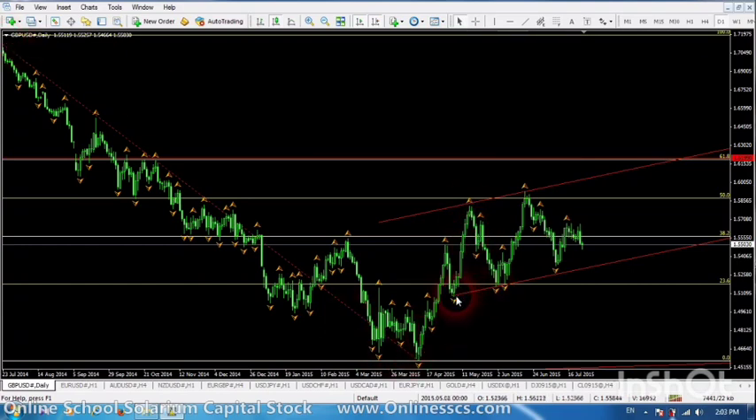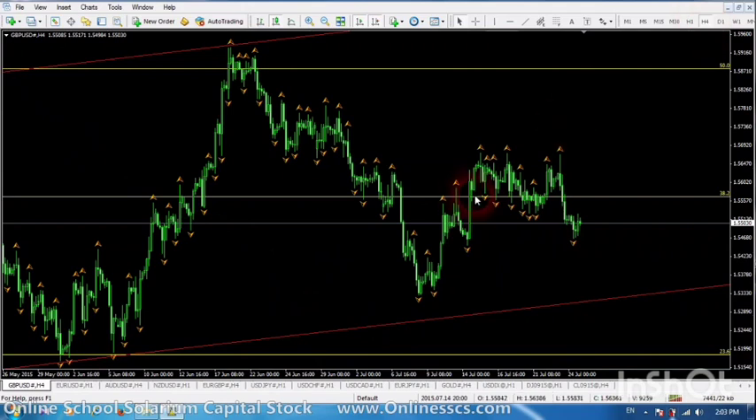I connected the swing high to my swing low. In my trend line, I considered the last swing high. The reason why I drew it like this is because I have an uptrend. When we have an uptrend, we draw the trend line from the bottom. Let's move on to a shorter time frame. This is our 4-hour time frame.